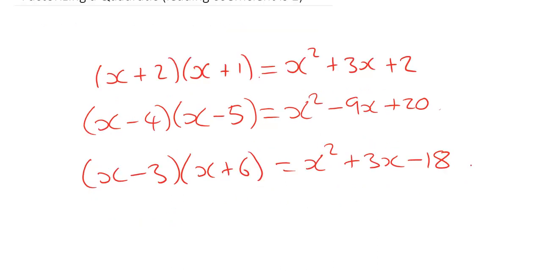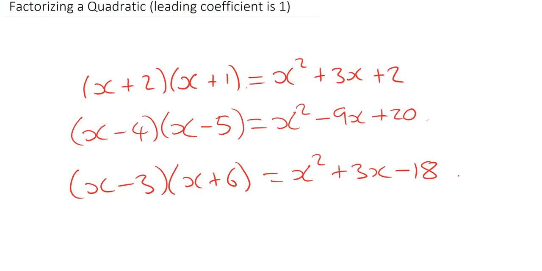Now, there is a pattern between the numbers on the left-hand side in factorized form and the numbers on the right in expanded form. And the pattern is this. If I take these two numbers and I multiply them together, I'm going to get the number on the end. 2 times 1 is 2. Minus 4 times minus 5 is positive 20. Minus 3 times 6 is minus 18. So that is an important point to just make a note of.